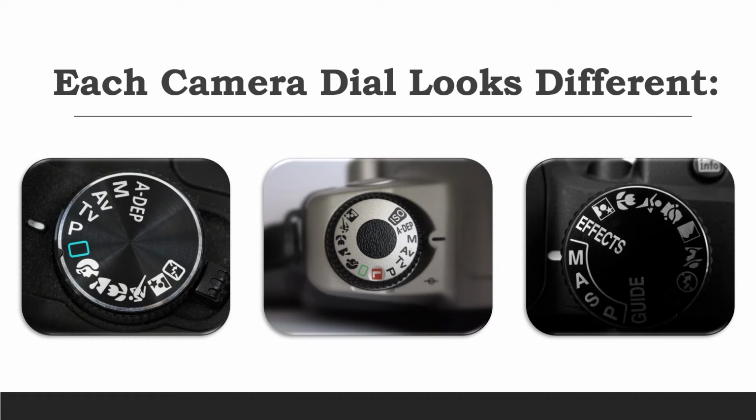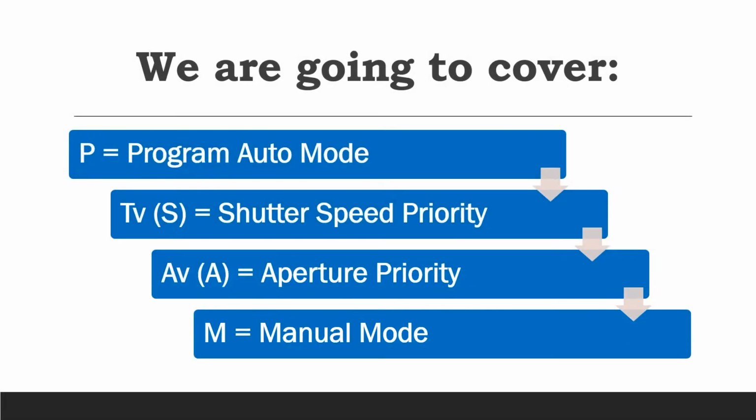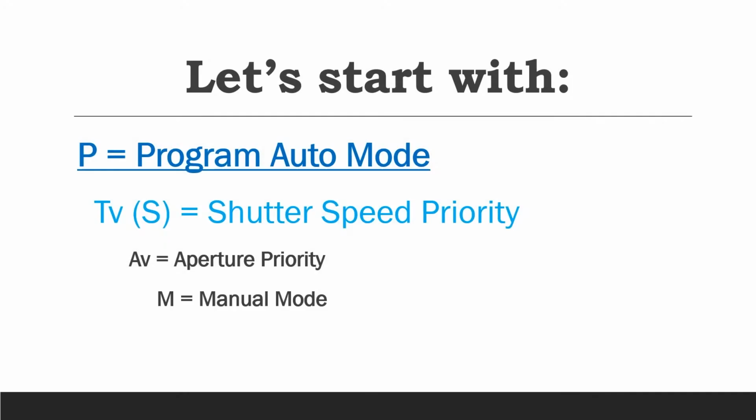Now, the main modes that most cameras will have are as follows. Most all DSLR or mirrorless cameras will have 4 main modes that you can choose from, and so that's why these are the modes that we're going to talk about the most, which is programmed auto mode, shutter speed priority, aperture priority, and manual mode. But which one of these should you select and why? Well, it all depends on a few things, so let's go ahead and talk about all of that.